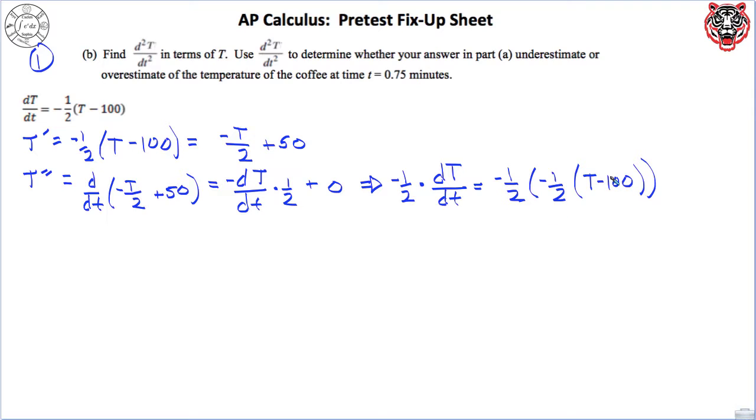And now we need to find if that's an underestimate or an overestimate at t equals 0.75. So how do we do that? I think the best thing to do is to simplify this a little bit. So that is going to be the same thing as positive 1/4 of capital T minus 100. And that, again, can be simplified even more by distributing the 1/4. So it's going to be capital T over 4 minus 25.